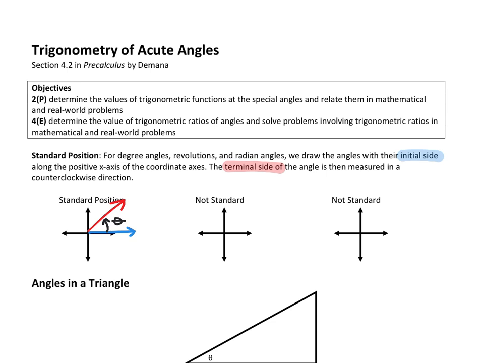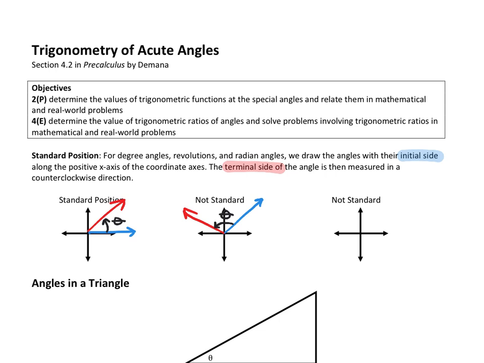Some things that are not standard, so we won't be doing them, so please don't ever draw your graphs like this, is having an initial side not on the x-axis and then the terminal side somewhere else. This is still technically an angle, but that is not in the standard position that we will be using. We will always start from the positive x-axis.